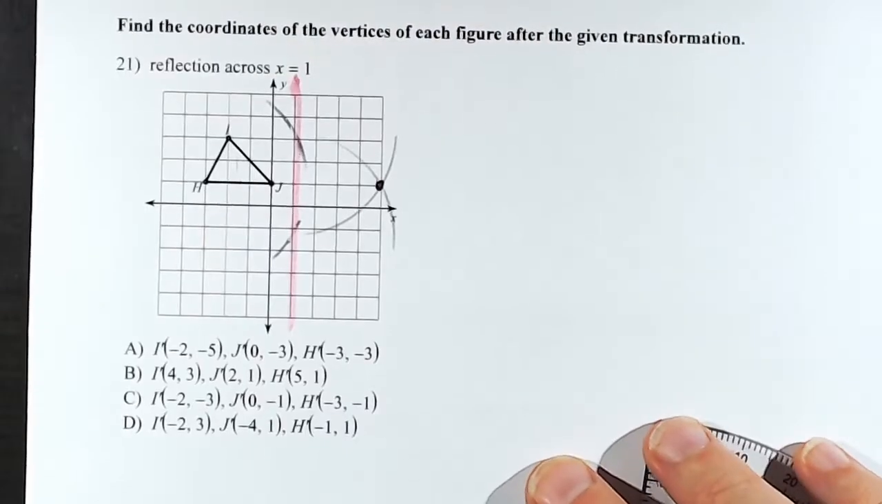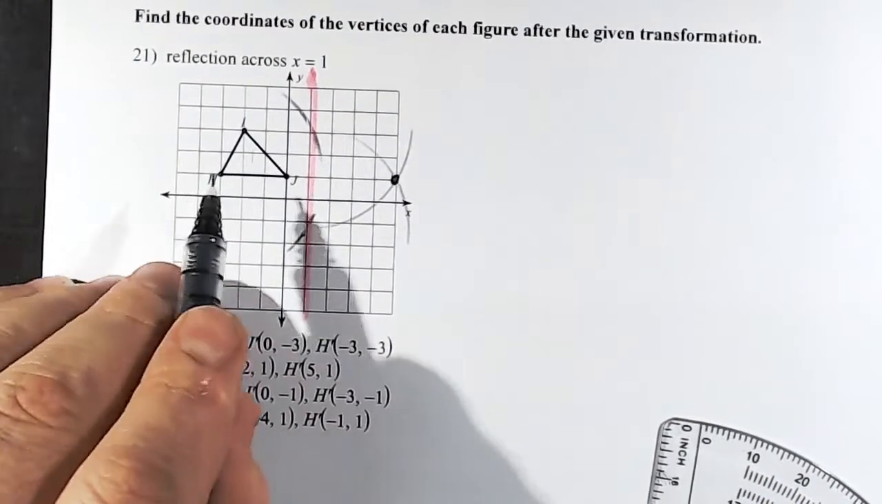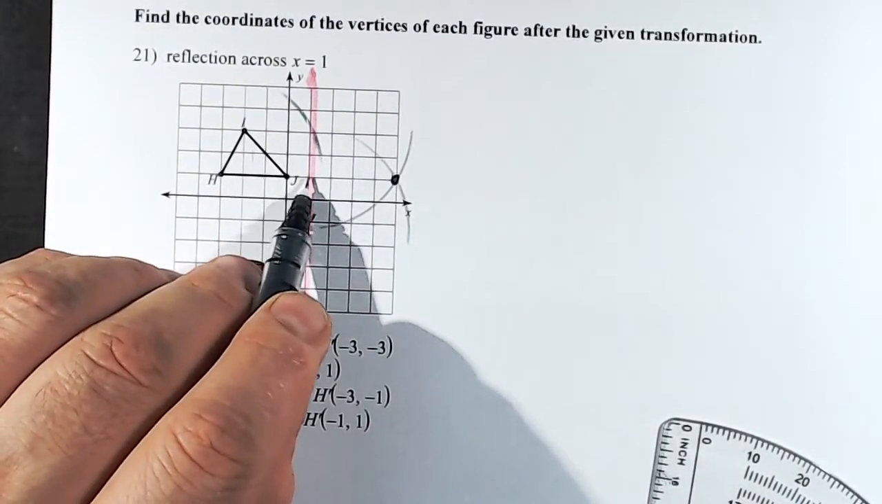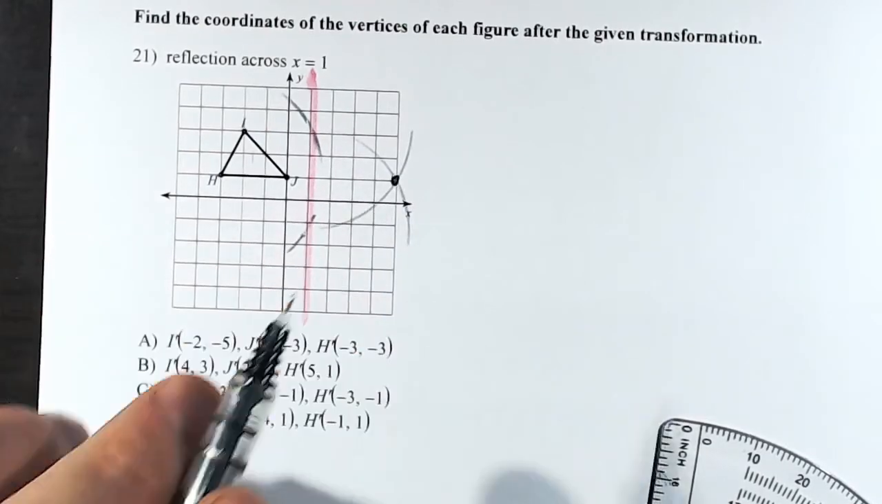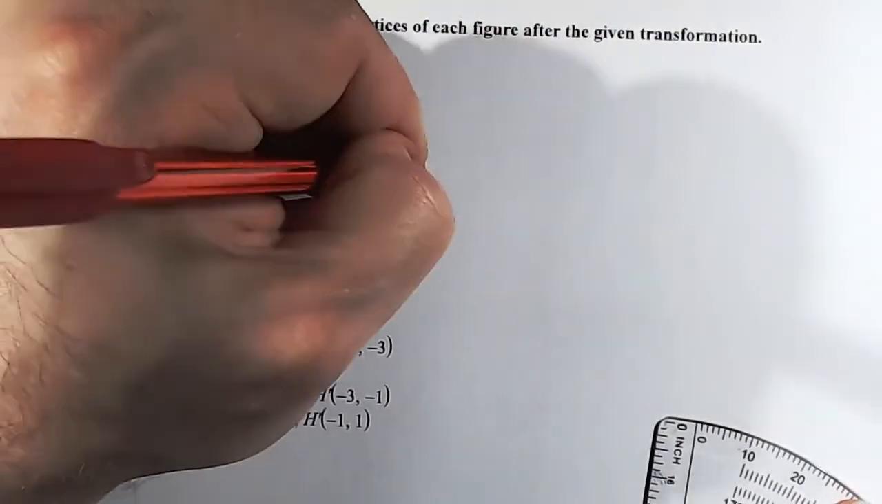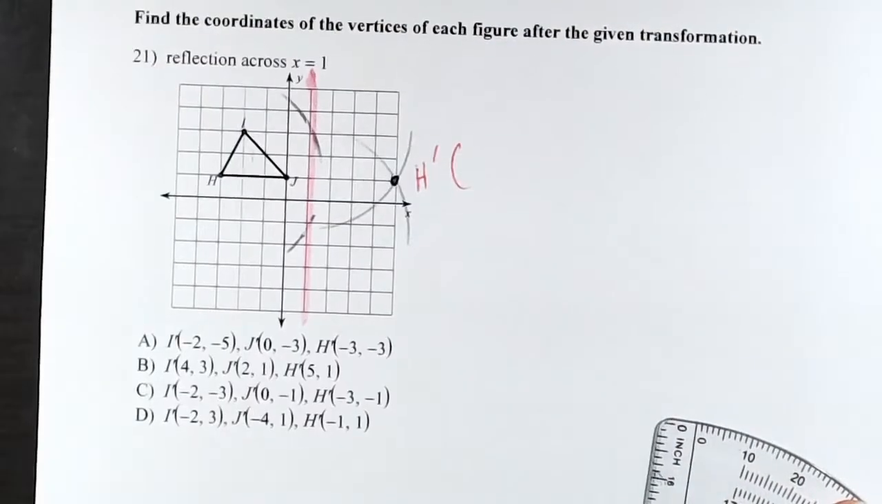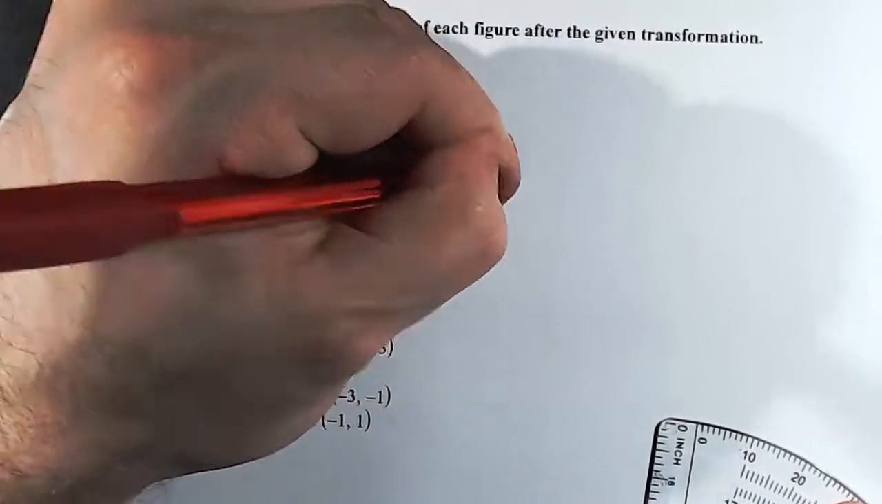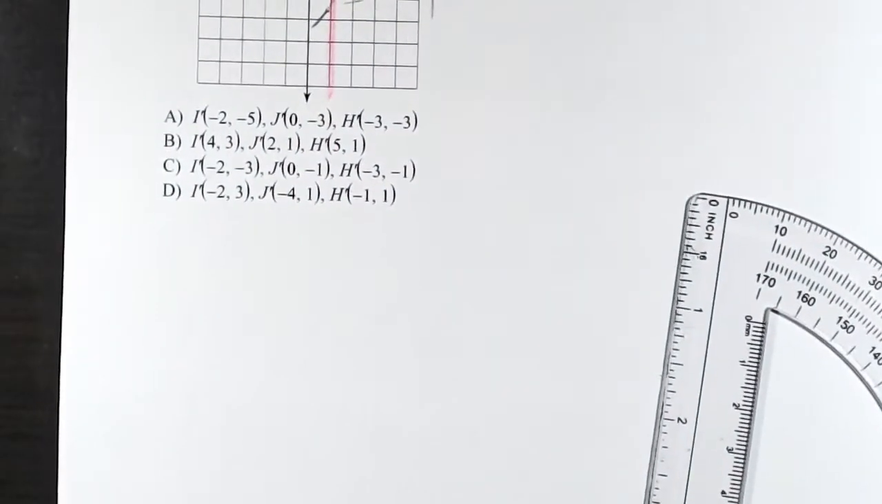Now if you don't have a compass, you can just count over. So this is 1, 2, 3, 4 from that line. So you just want to go 1, 2, 3, 4 over. And you do the same thing for the previous problem. You don't need to have a compass. But this is H prime, and that's located at 4, 1. So I'm looking in here for 4, 1 for H prime.